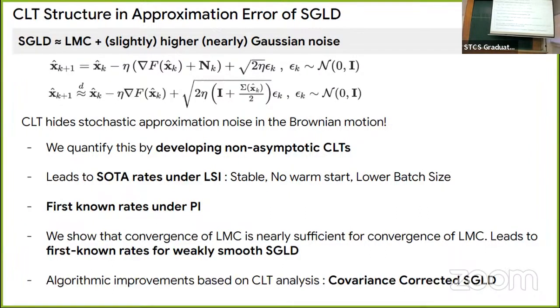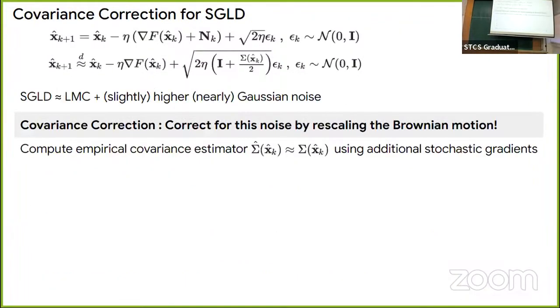And we also come up with an algorithmic improvement based on the CLT analysis. It's called the covariance corrected SGLD, which I'll introduce shortly. So we saw that this noise is approximately Gaussian, and it leads to a slightly higher driving noise. A Gaussian can be described by two things, that is covariance and mean. So if we can just estimate the covariance, we can go back and correct the noise. We expect that we'll be adding this much nearly Gaussian noise, so we just subtract it using the covariance estimator. We call this covariance correction.